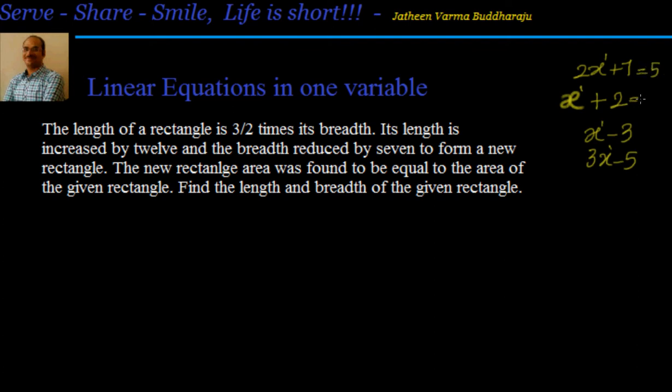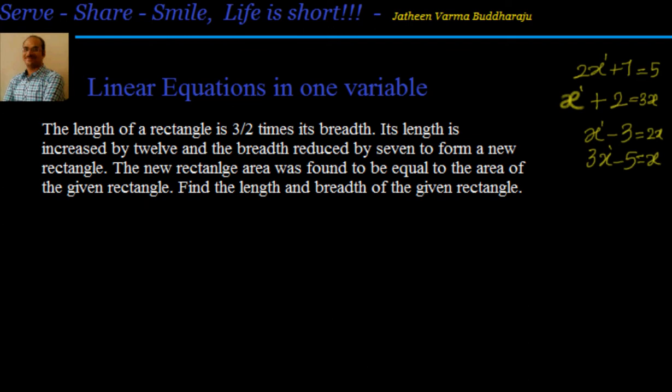We are saying x plus 2 equal to 3x, or I say x minus 3 equal to 2x, or 3x minus 5 equal to x. Linear equations, because you are equating them and the variable is only 1 and the degree is only 1. That's why they are linear equations in one variable. Now let's proceed to the problem.